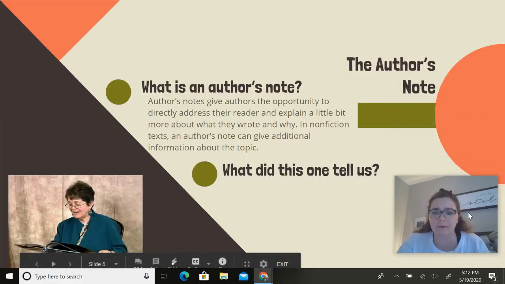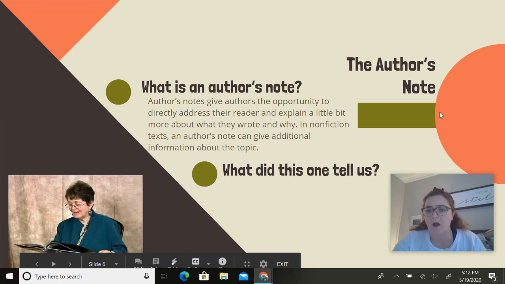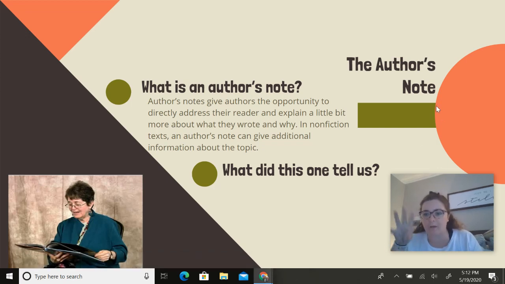So we're going to talk a little bit more about Henry's Freedom Box. This is not something that you got the opportunity to hear in the read aloud, and I don't have my copy of the book, so Miss O'Brien actually ended up finding the copy of the author's note for me.